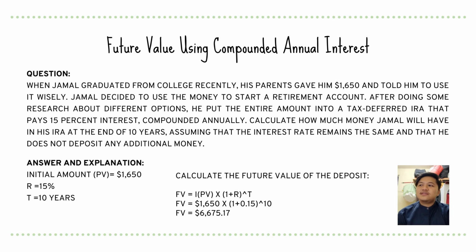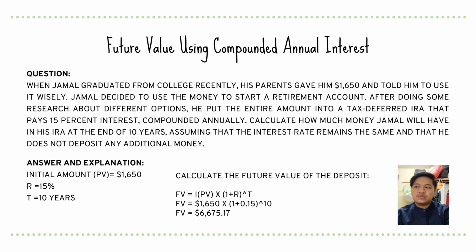So now this is an example of future value using compounded annual interest. The question is, when Jamal graduated from college recently, his parents gave him $1,650 and told him to use it wisely. Jamal decided to use the money to start a retirement account.